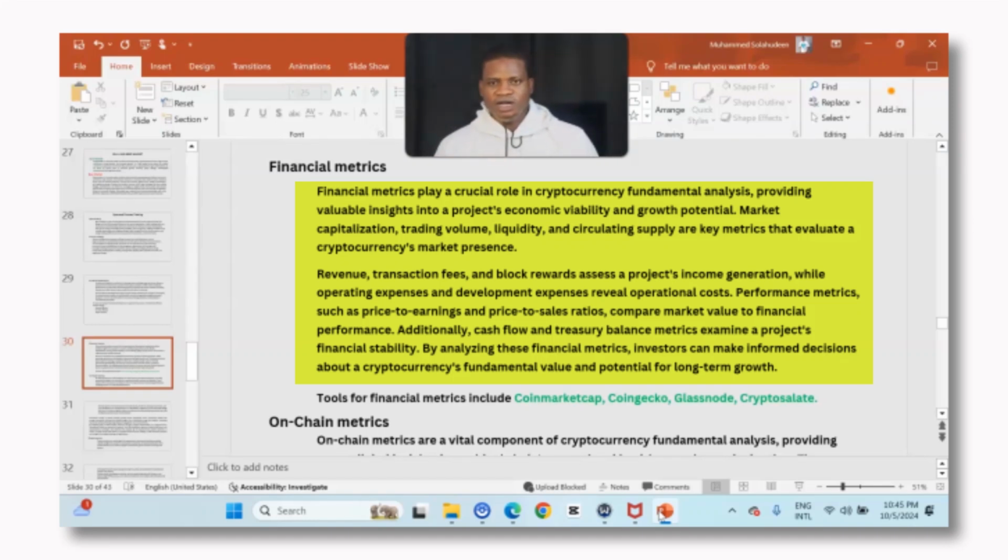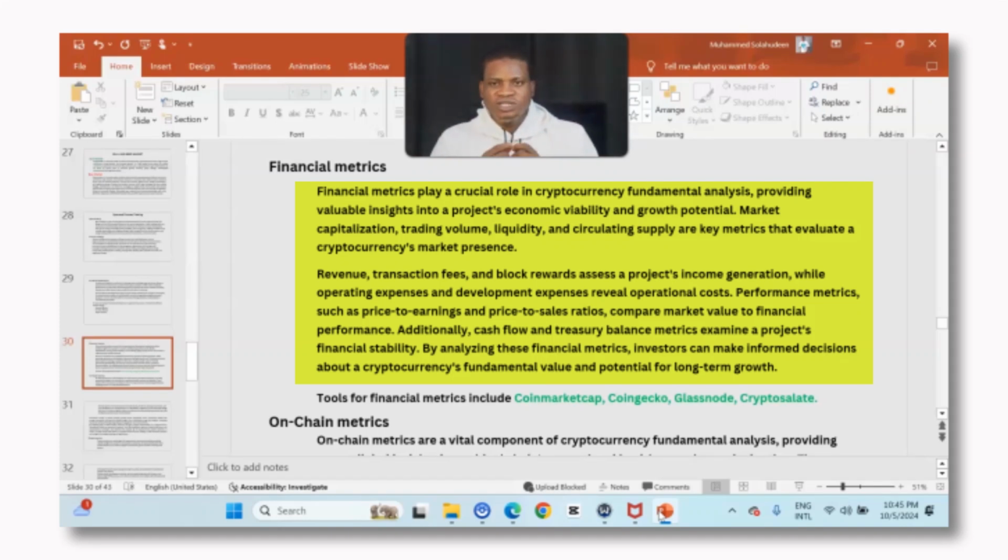So when it comes to financial metrics of fundamental analysis, one of the things you have to look into is what we call the market capitalization. What is the market cap of this asset? What is the total amount of money available in this asset?